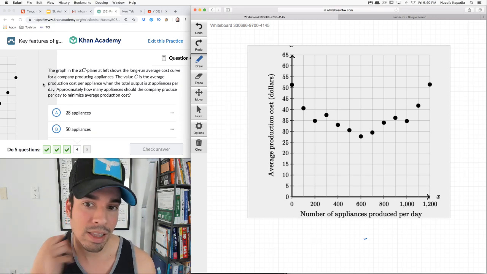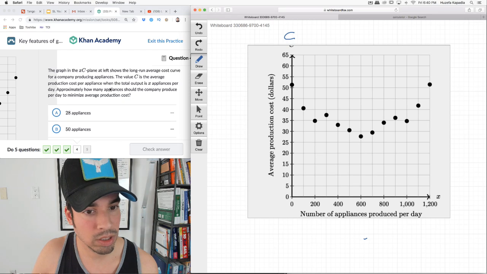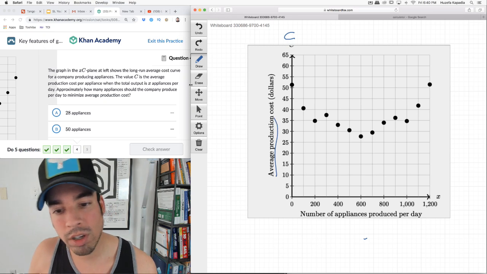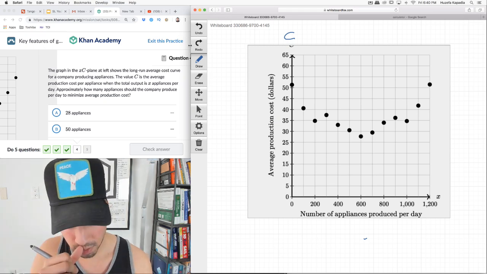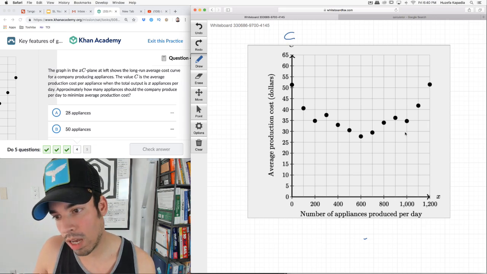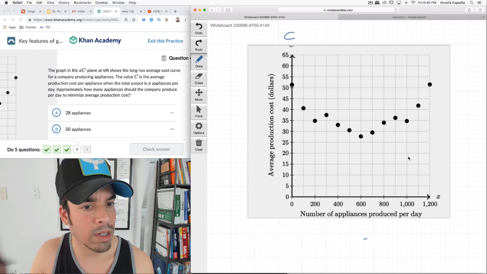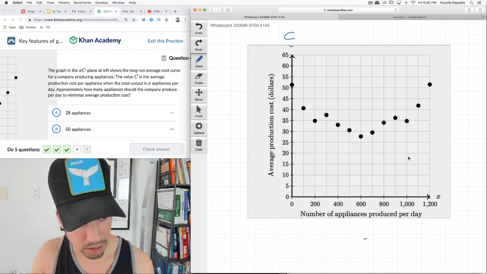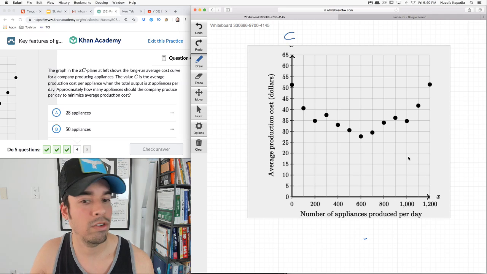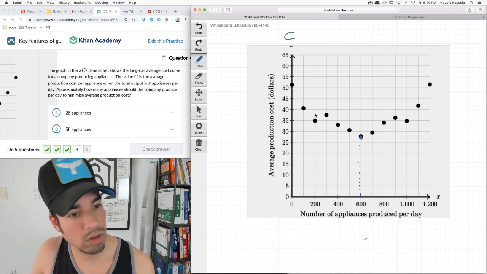The graph in the XC plane at left, this is my C, my X, shows a long run average cost for a company producing appliances. C is the average production cost when the total output is X appliances per day. Okay. So you're doing 1,000 per day, your average cost is 35 per. Sure. Okay. How many appliances should the company produce per day to minimize average production costs? It's right here. This is the minimum, 600. So, what?